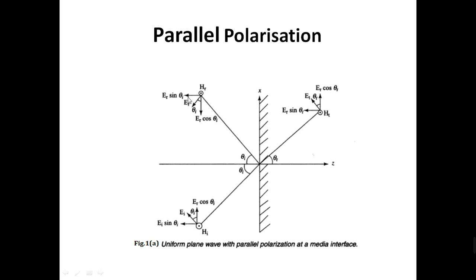So when the wave is incident at an oblique angle, that is at an angle of theta I, some part of the wave is transmitted into medium 2 and some part of the wave is reflected into medium 1. Now, as I told, in parallel polarization, the electric field vector is parallel to the plane of incidence, but it is normal to the direction of the incident wave.